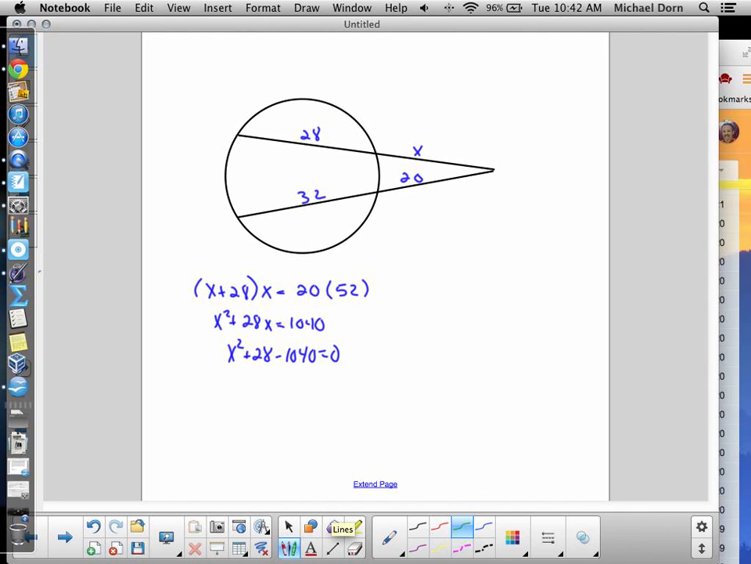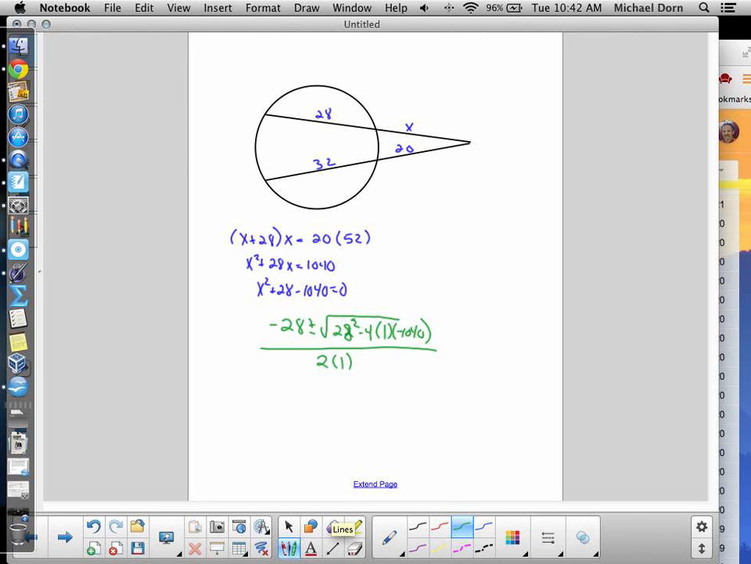And if I can't remember the quadratic formula, maybe I should just look up a little bit, because it's right there and right there. I got it in two places in the room. Hopefully you'll be smart enough to look at that. So I can say, okay, negative 28 plus or minus the square root of 28 squared minus 4 times 1 times negative 1040, all over 2 times 1.